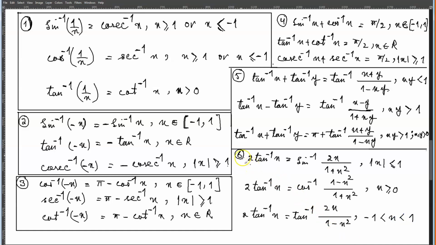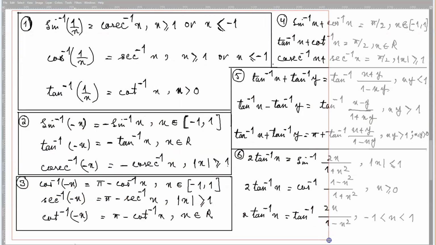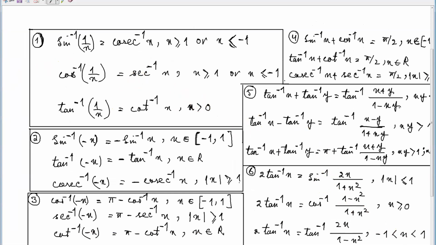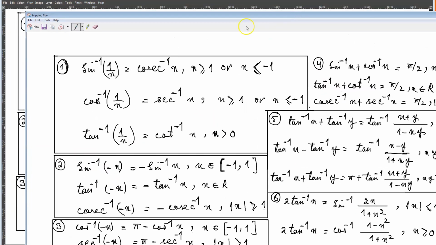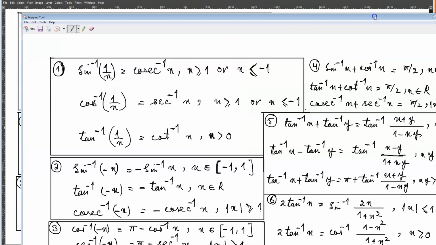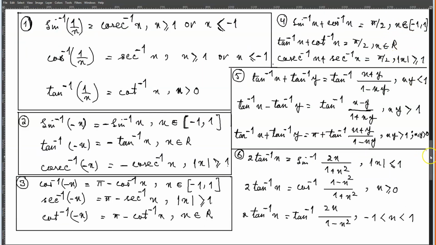So that's the whole thing that we talked about. Now what I'm going to do is simply make a screenshot here, and we will get to the problems. So I'm going to call this inverse trigonometric functions properties, and save it on desktop, and that is basically that.